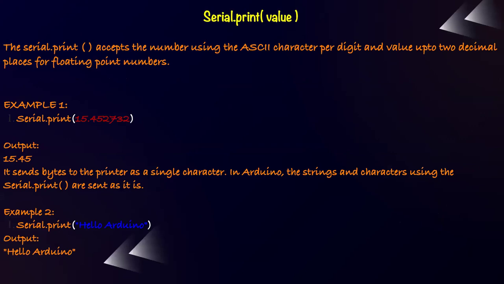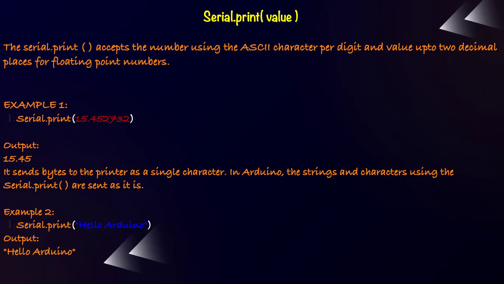Serial.print value. See, the serial.print accepts the number using the ASCII character per digit and value up to 2 decimal places for floating point numbers. What are floating point numbers? When we are using the decimal. So when we are using whole numbers, we give the int. It is represented by the int. And when we are using the decimal parts, it will be characterized as float. Okay, that's for C++, you know.